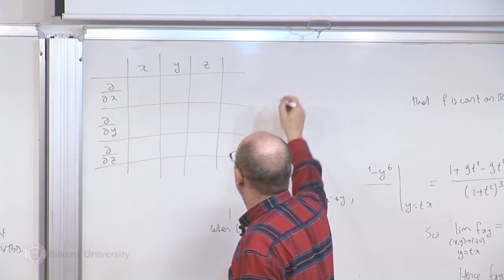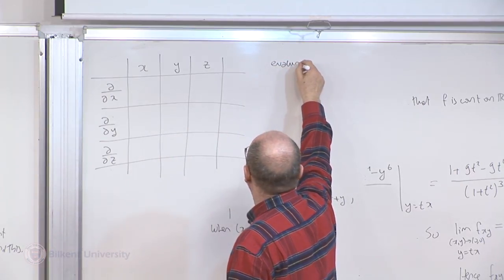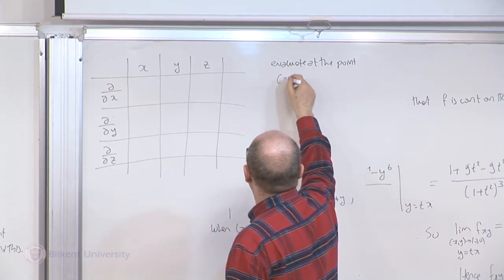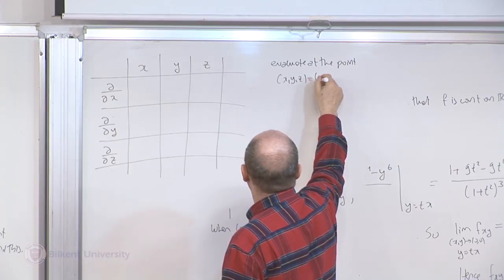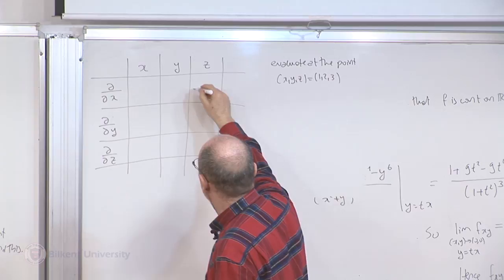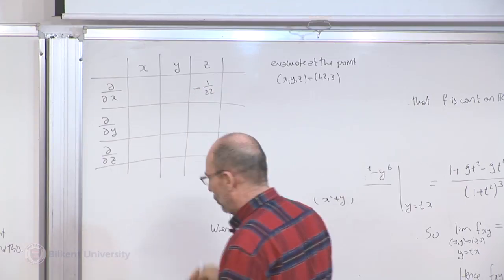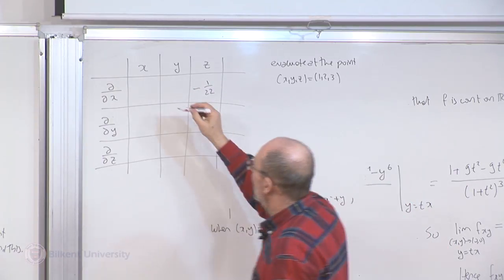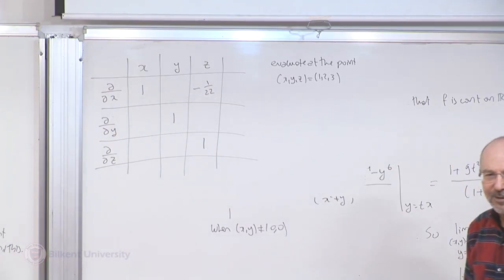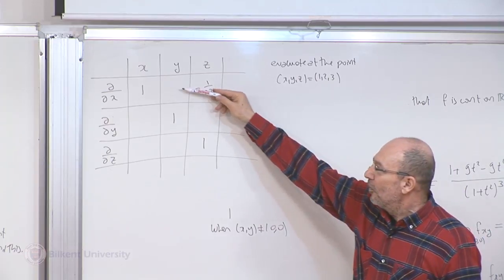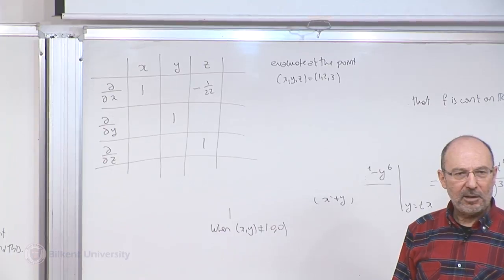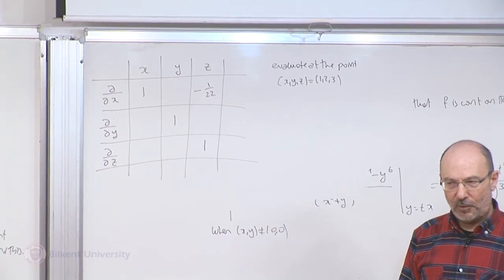Okay, so evaluate at the point x, y, z equals 1, 2, 3. Okay, so what we found here is 1 over 22. Okay, and obviously these parts are 1, so let me do 1/3 of your homework for you. Okay, so I want you to calculate these numbers here, and then next time on Monday we'll talk about it. Okay, thank you.